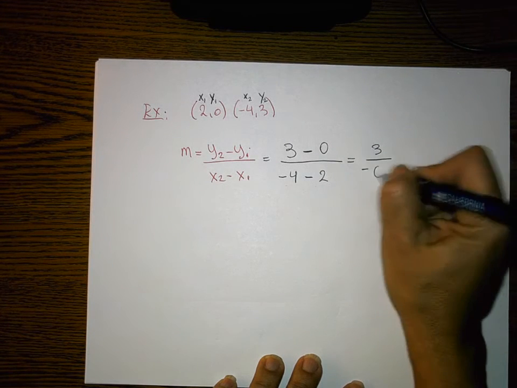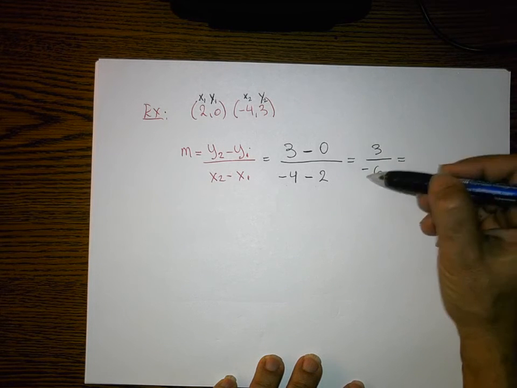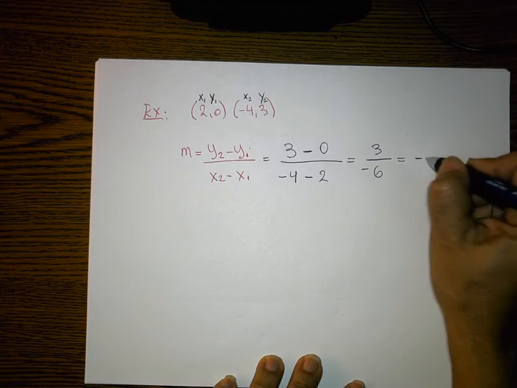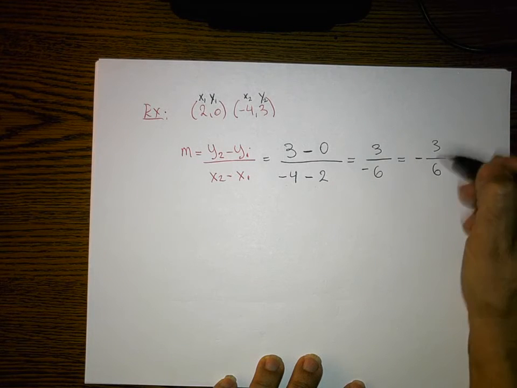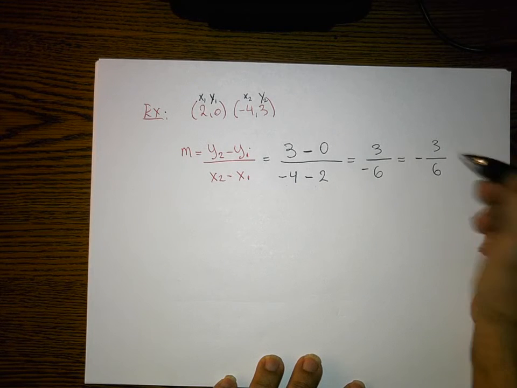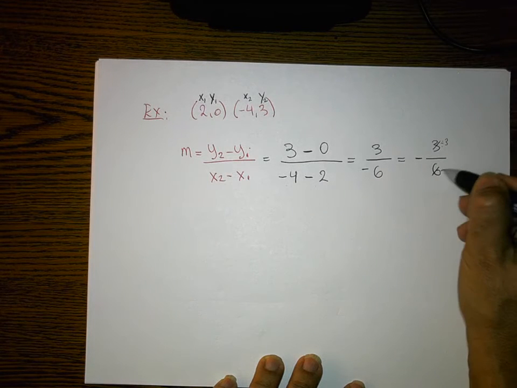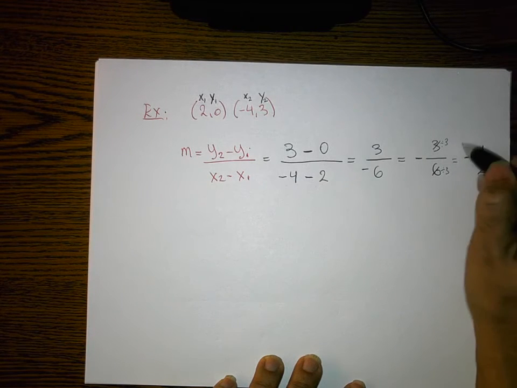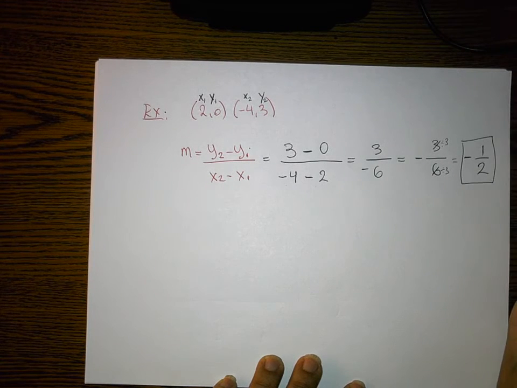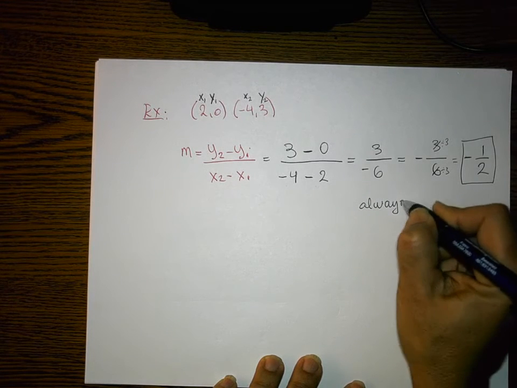Negative 6. Okay, whenever we have a negative either on the numerator or on the denominator, we can pull it to the front and say negative 3 over 6. Now, can we reduce this? Yes, reduce by 3, right? We can divide this by a 3 and divide this by a 3, and we get negative 1 over 2. So the answer is negative 1/2. So we always reduce.